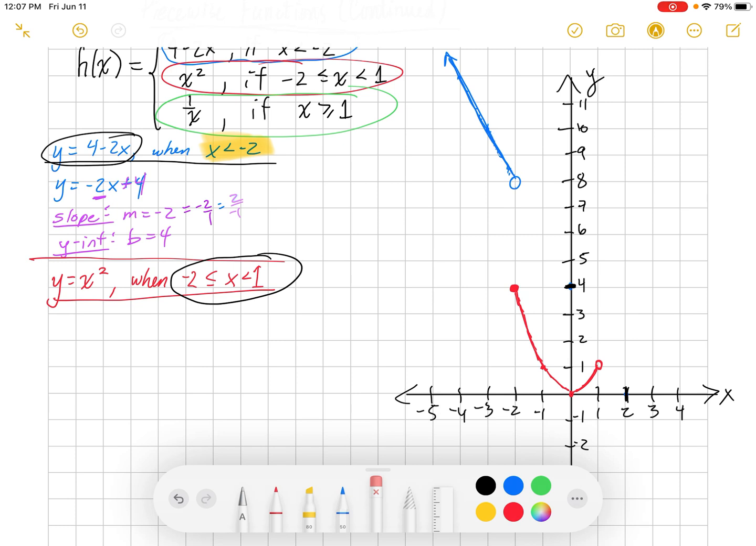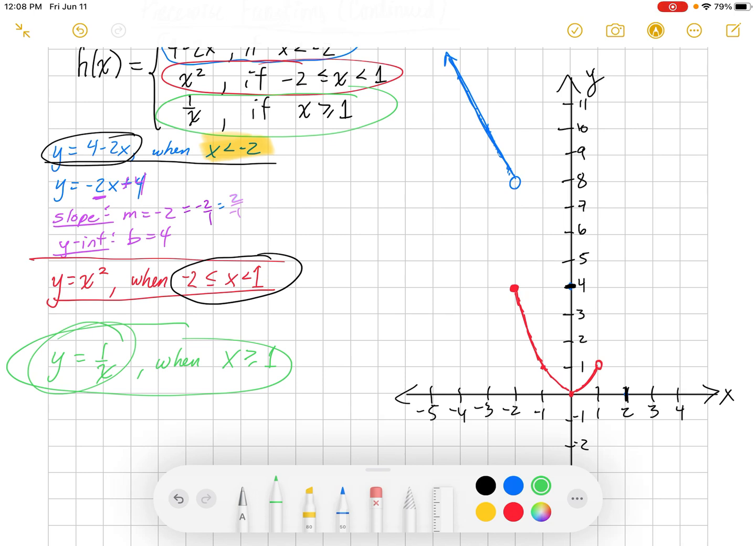So we got the blue piece. I got some straight marks up there. We have the red piece, and now we're going to do the green piece. Y equals 1 over x, and this happens when x is greater than or equal to 1.